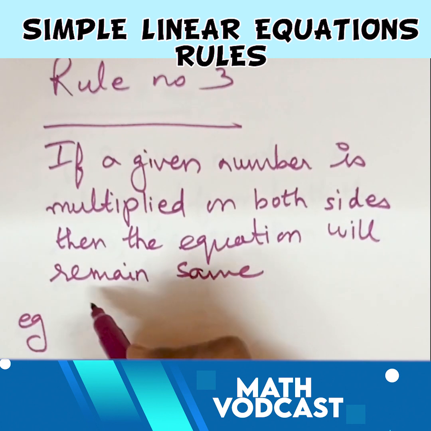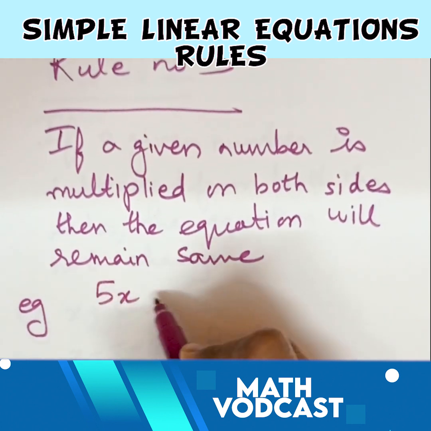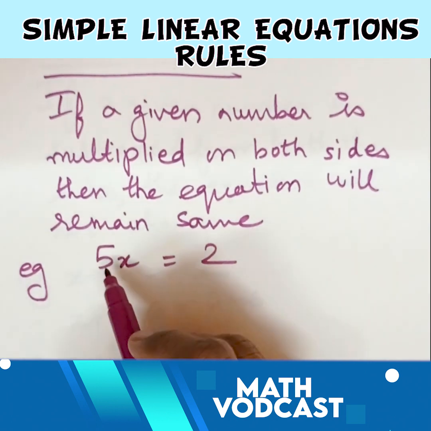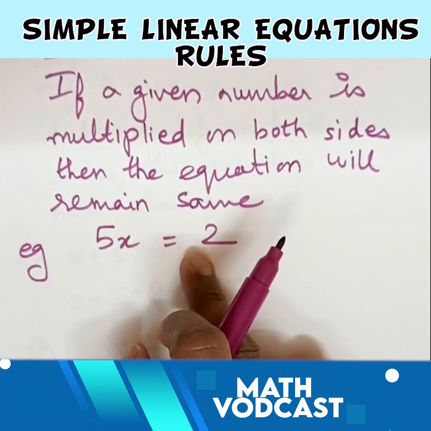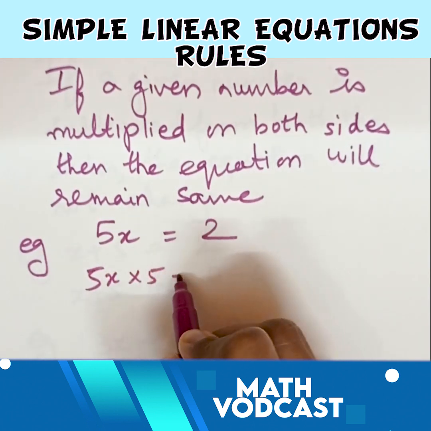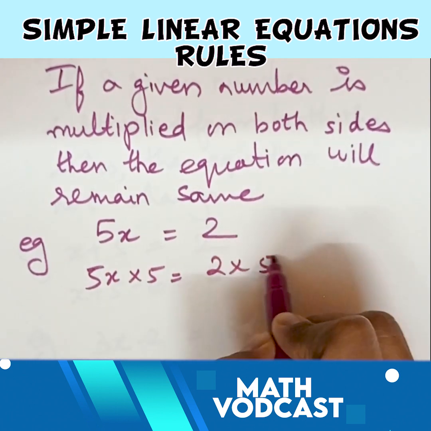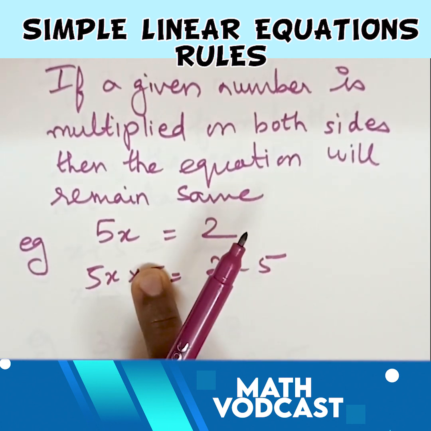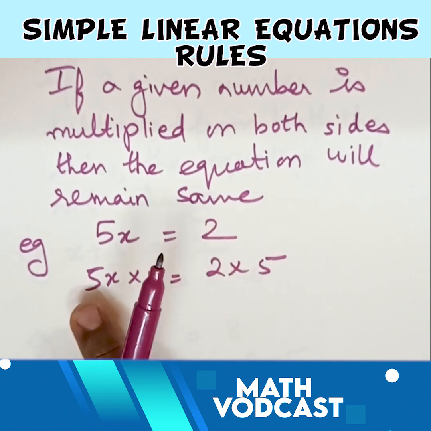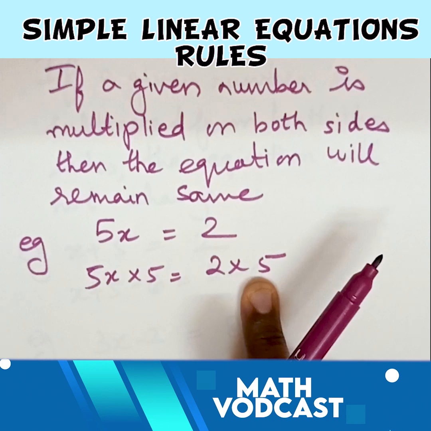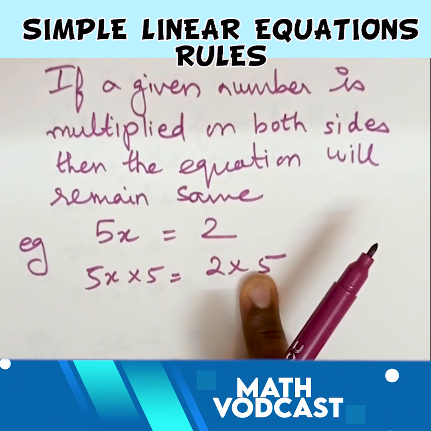Example. Alright, suppose there is an equation which is 5x is equal to 2. And suppose I multiply by the number 5 on both the sides. So it will be 5x into 5 is equal to 2 into 5. What have I done? The given number is 5, and 5 is multiplied with 5x and it's also multiplied with 2. So the equation will remain the same.